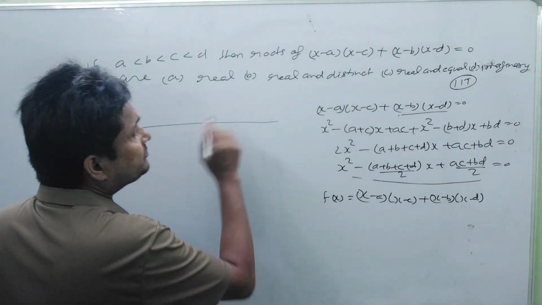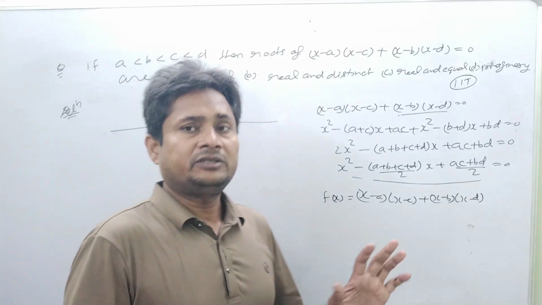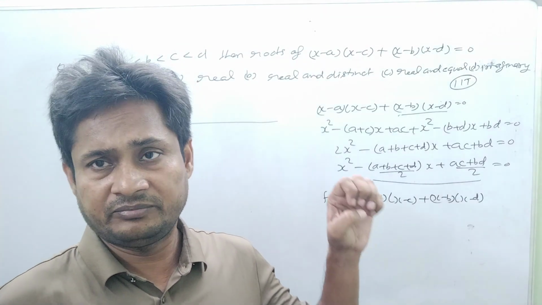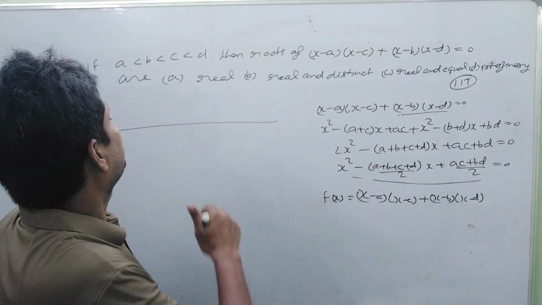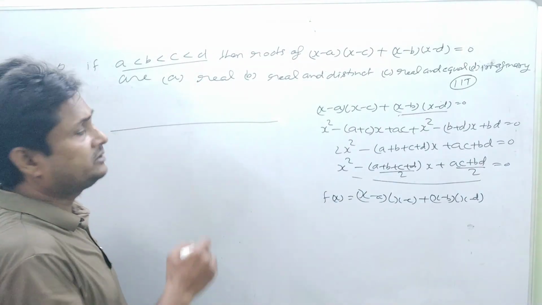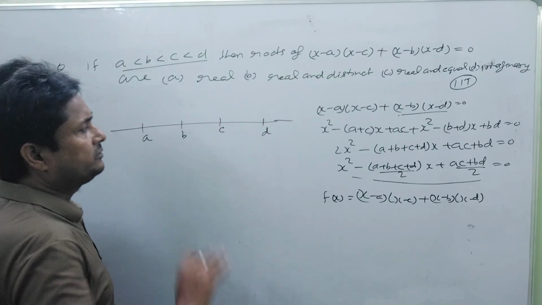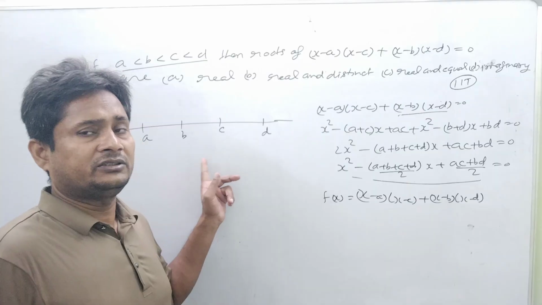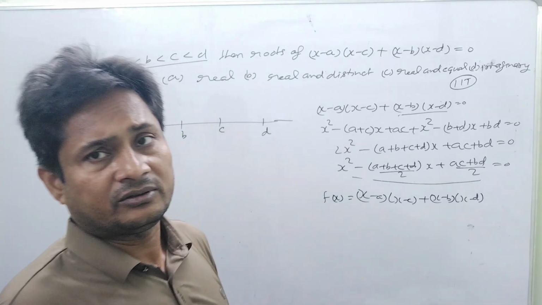Now, how will you solve this question? In every question, there are some conditions you have to think about. What is the condition given? The condition is that these are the four numbers and the order of these four numbers is given. So let's say this is A, this is B, this is C, and this is D. A is less than B, B is less than C, and C is less than D. These are the four orders.